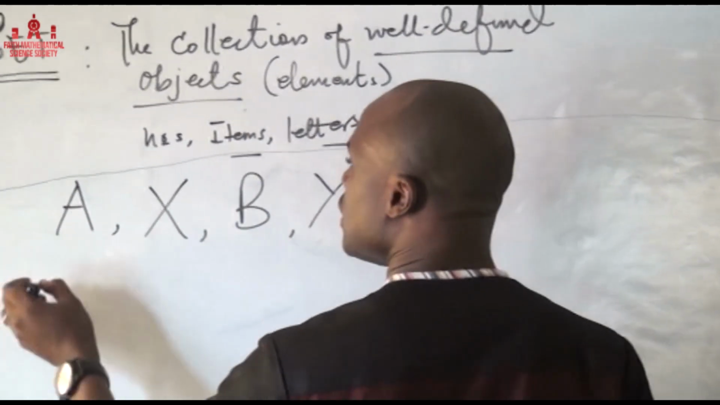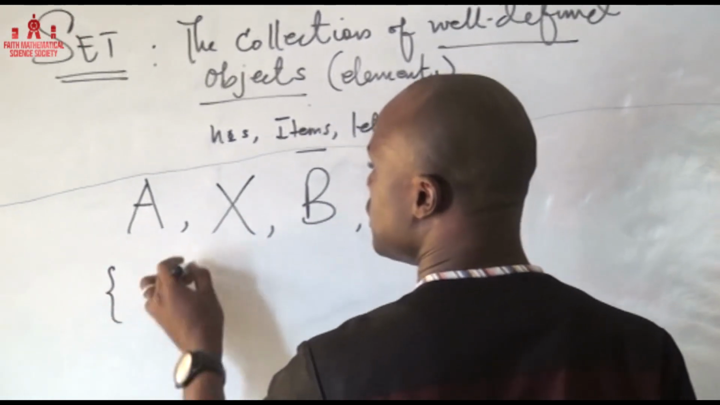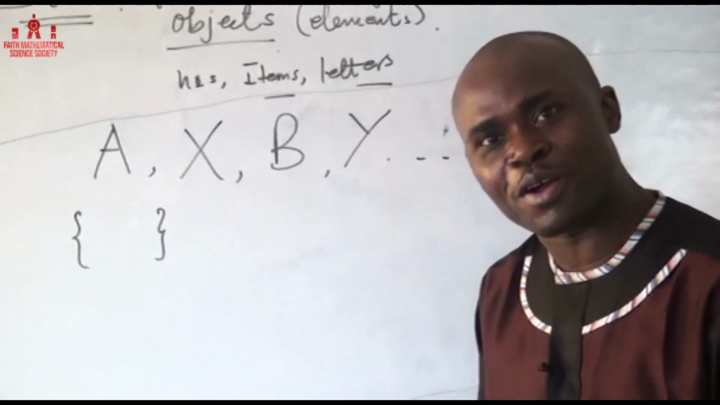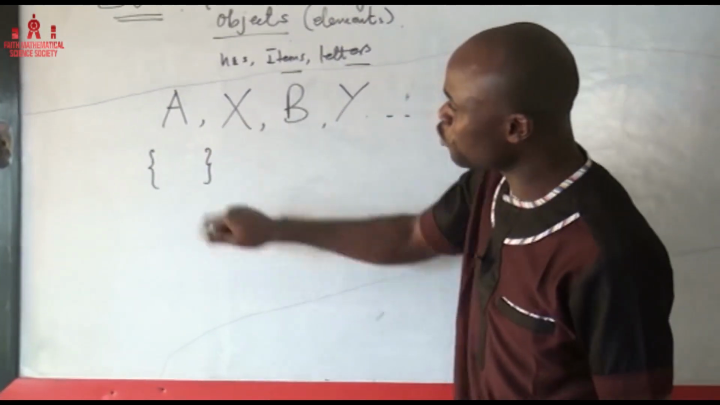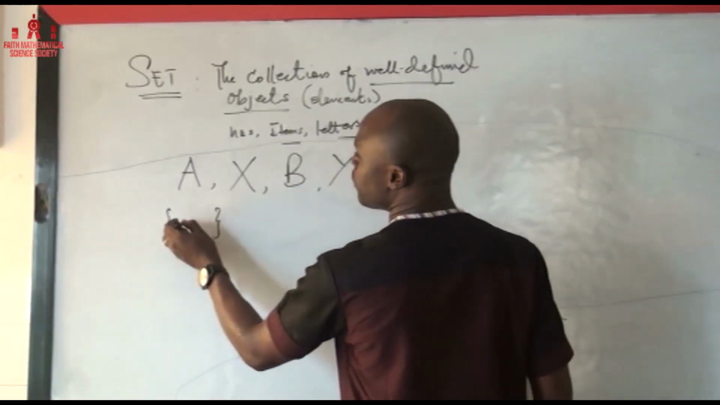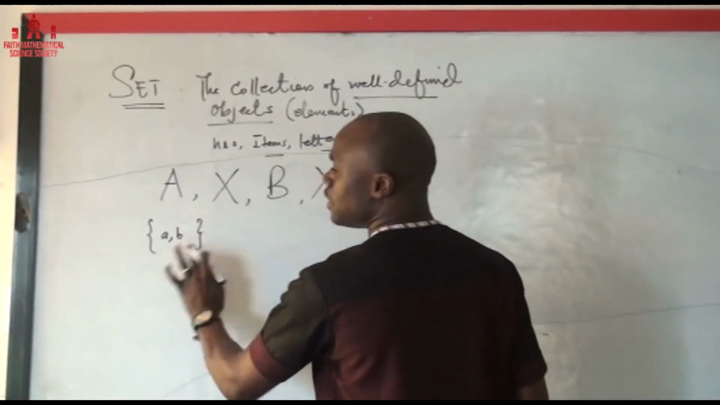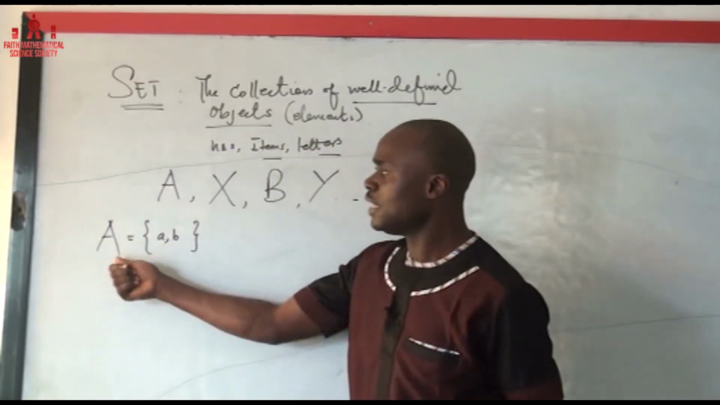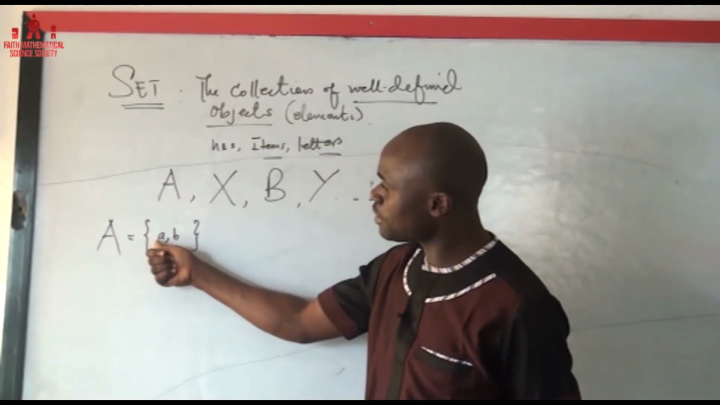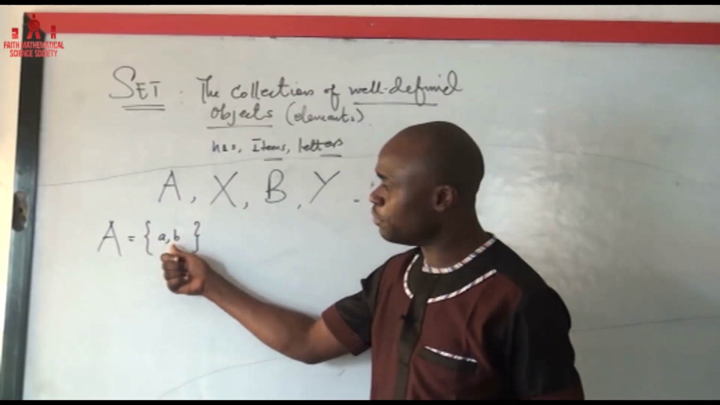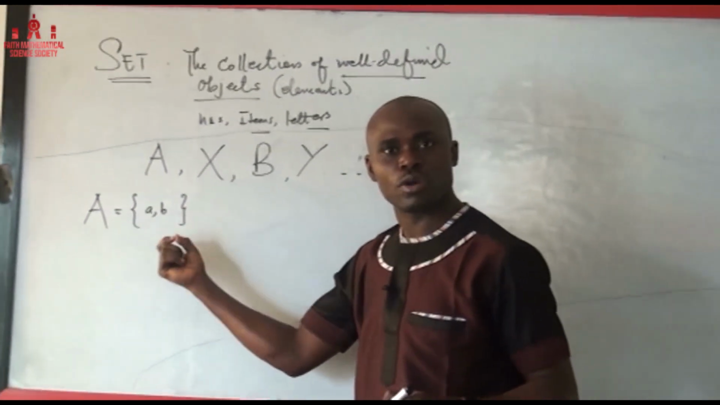Take note, in set theory, we use what we call braces to represent the kind of bag that contains or carries the set. And we use small letters to represent elements that are inside the brace. So we can say A is equal to this. This simply means that this is the set and the elements are a and b. The objects, the items, are actually a and b, and we always use a brace to enclose that.